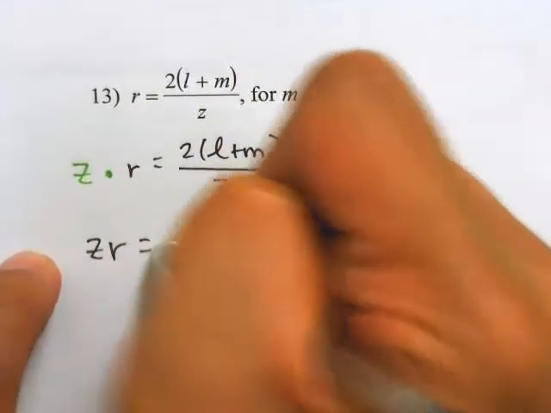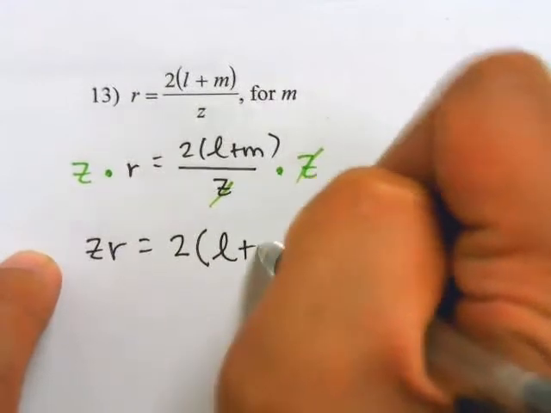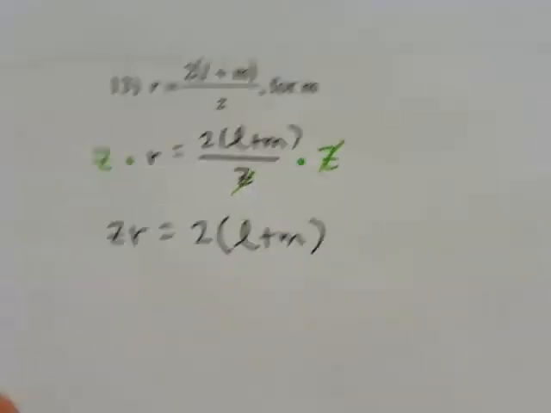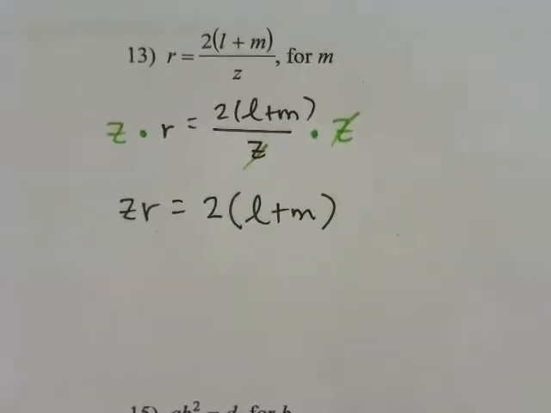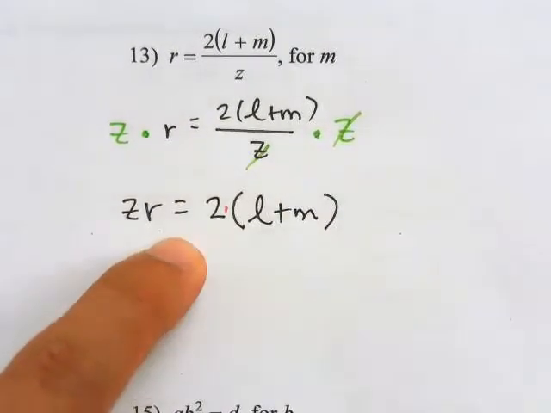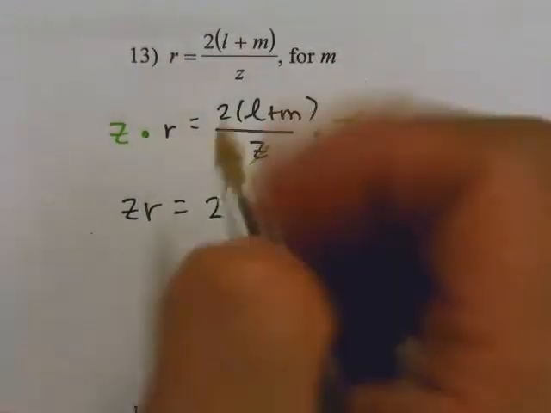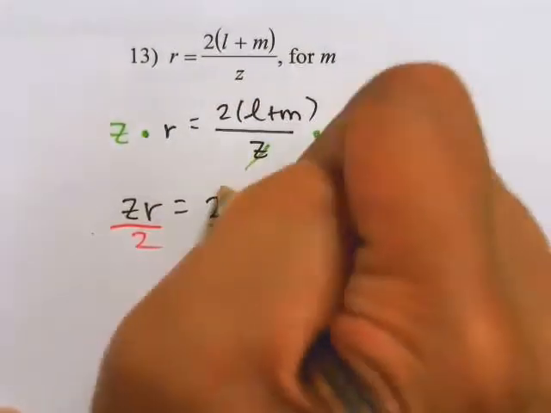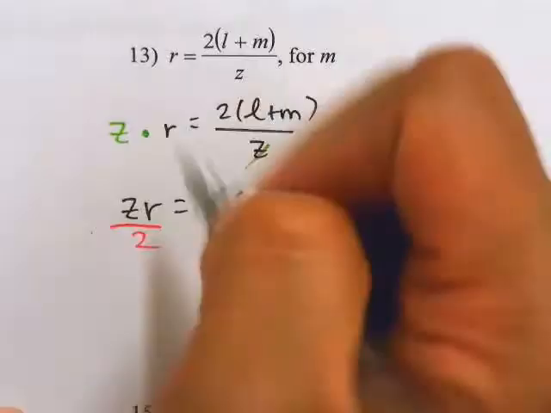So we have ZR is equal to 2 times quantity L plus M. From over here, I'm going to divide both sides by 2. I know some people would want to distribute, but I think it might be a little bit easier to just get rid of that 2 already. So divide both sides by 2.